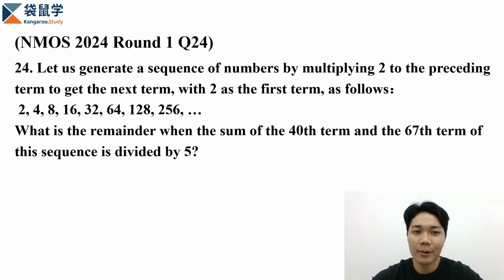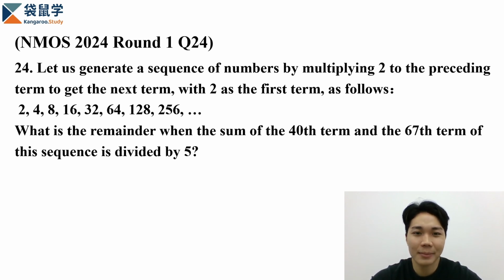Today we are looking at NMOS 2024. So NMOS recently ended and this question is from round 1, question 24. So let us generate a sequence of numbers by multiplying 2 to the preceding term to get the next term with 2 as its first term as follows.